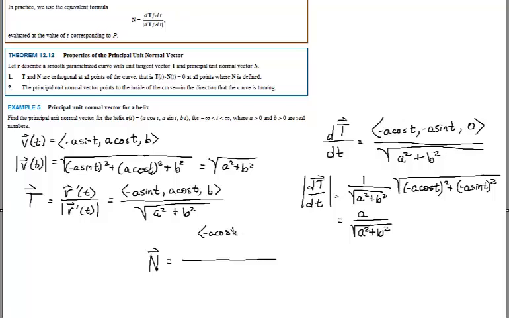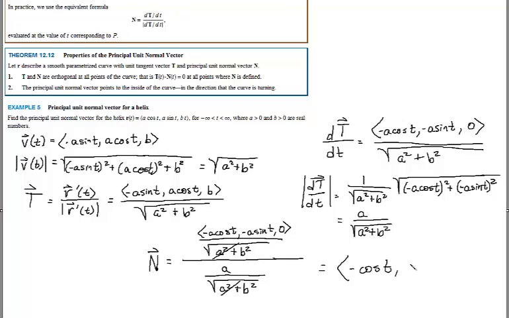I'll go ahead and pause you. And this principal unit normal vector, if you will notice, these guys drop, and then I can just run the 1 over a through, and I get minus cosine t, minus sine t, 0. Nice. Everything fell out nicely, didn't it?